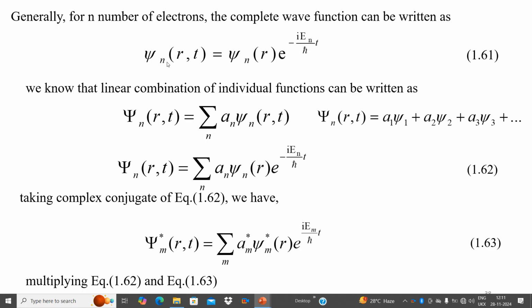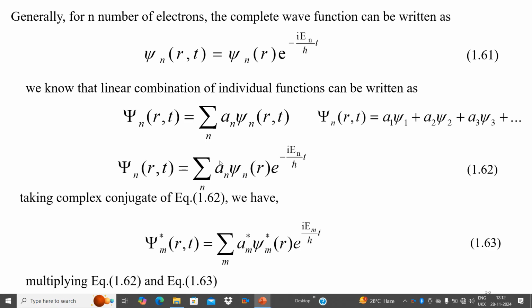We know that a linear combination of individual functions can be written. So this is your expansion theorem, which says that the total system can be written as a sum of the individual particles. See here, on the right hand side we have the total system. ψn(r,t) is the total system, which can be written as the linear combination of individual particles. So this can be written in terms of summation: sigma over n of an ψn(r,t). And instead of ψn(r,t), we can substitute ψn(r) φ(t), where φ(t) can be replaced by e power minus i En by ħ t. So this is equation 1.62.